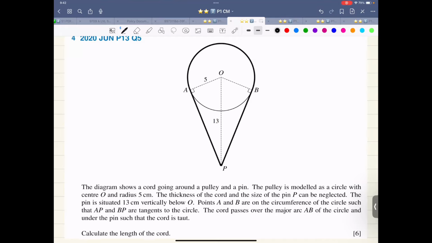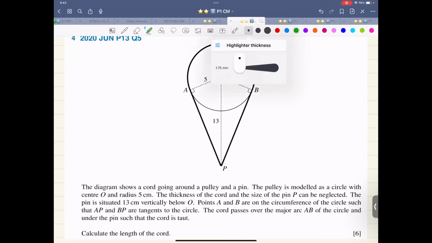Now the question says, the diagram shows a cord going around a pulley and a pin. The pulley is modeled as a circle with center O, radius 5. So now this is center O, radius 5. This thing is the pulley. The thickness of the cord and the size of the pin can be neglected. That is pin P. The pin is situated 13 centimeters vertically below O.